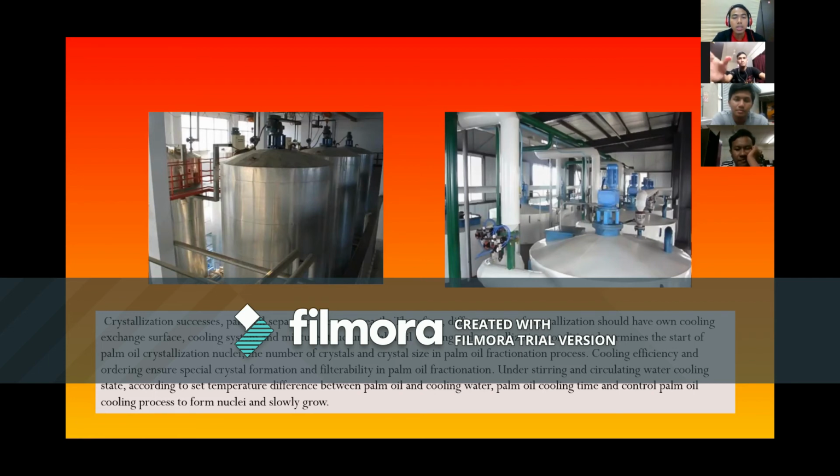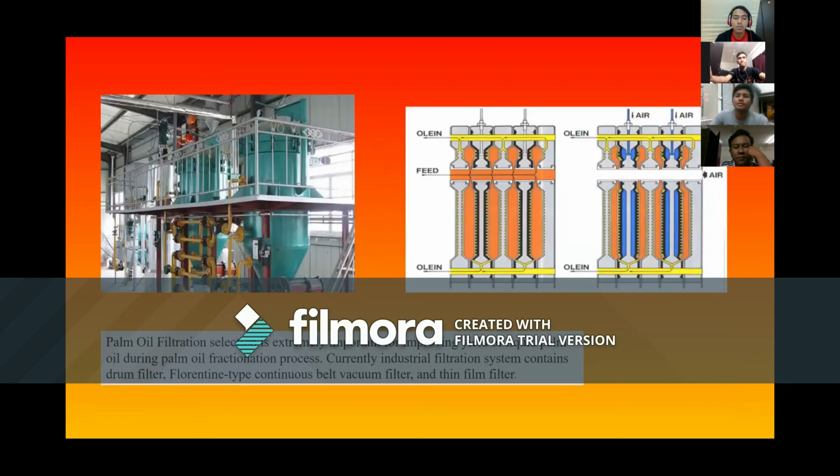Under the stirring and the circulating water cooling, according to the set temperature between the palm oil and the cooling water, the palm oil cooling time and process are controlled to form nuclei and to grow them slowly. So the next one is about the filter.